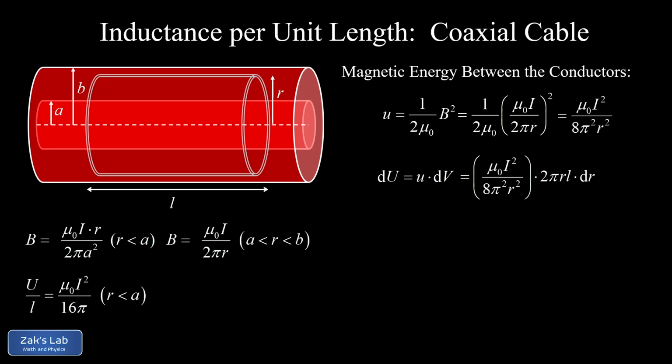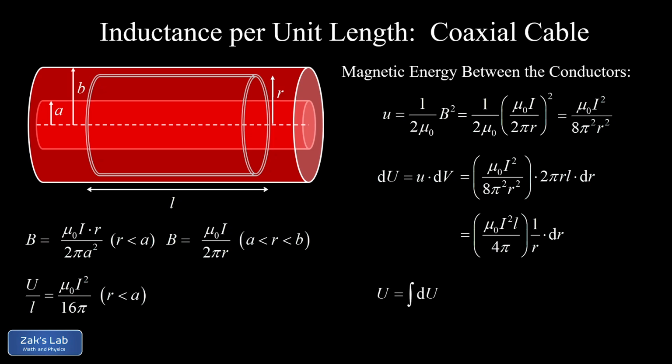Now there's a little bit of cleanup work to do. We can cancel a 2 and a pi and a factor of r. And when we're done with that, we end up with all these constants out in front, mu naught I squared L over 4 pi. And then we have our variable pieces. We have 1 over r times dr. And at this point, we're ready to sum up all these energy contributions.